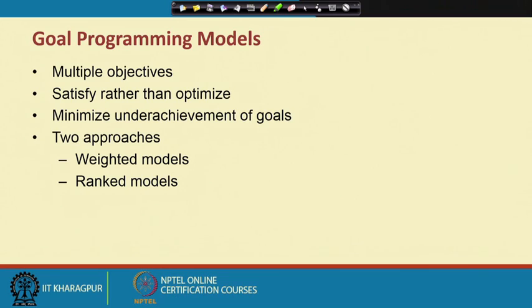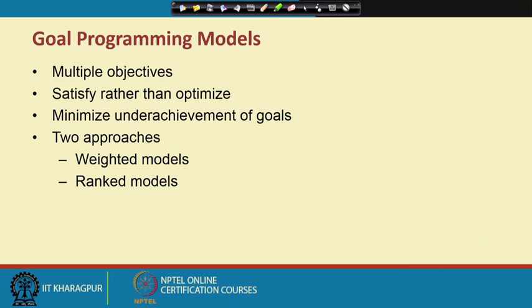The first requirement is that we must have multiple objectives and satisfy rather than optimize. That means we are not every time looking for the optimal solution, but in the first instance we are looking for the optimal solution, that is the first requirement. But at the same time, with respect to business requirement, management requirement, or societal requirement, we have to do lots of compromise.